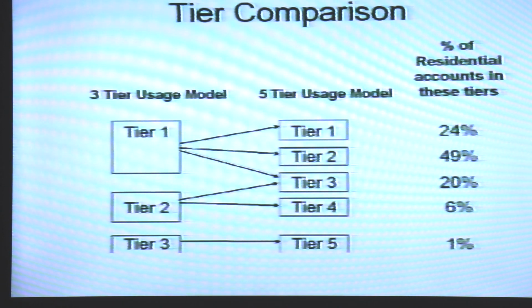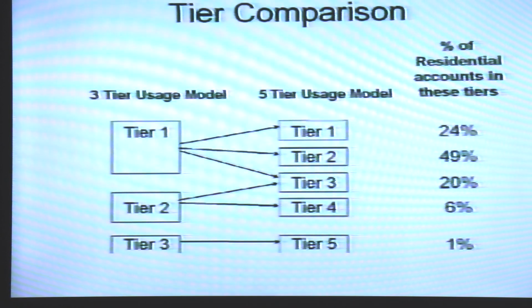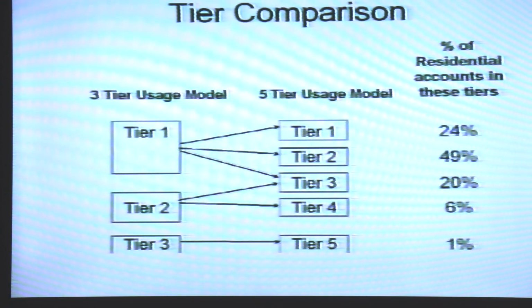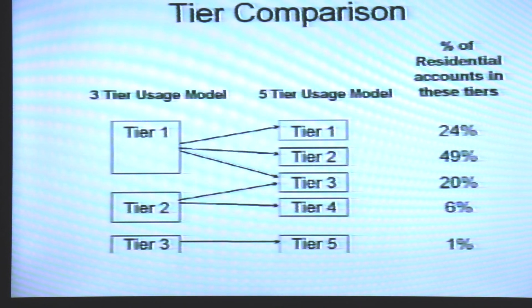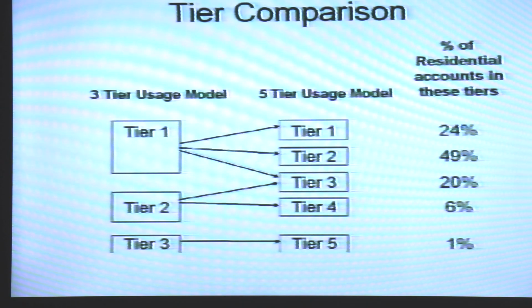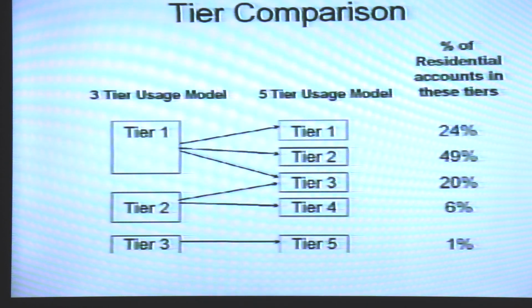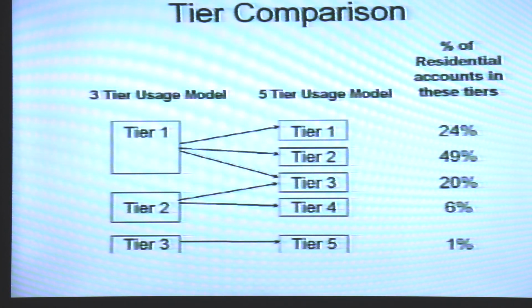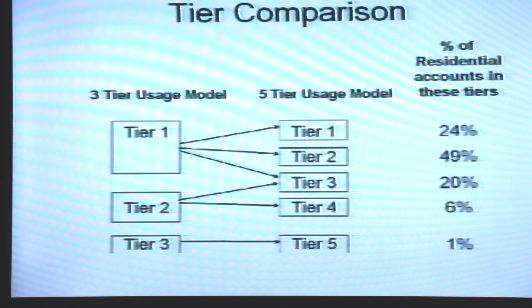This is a pictorial of the comparison between tiers. We have the 3-tier model on the left, the 5-tier model on the right, in the middle, and we have the percentage of residential accounts in these tiers. And you can see that Tier 1 splits into Tier 1, 2, and 3 of the 5-tier model, and Tier 2 splits into Tier 3 and 4 of the 5-tier model. And Tier 3 is a straight shot over to Tier 5. And the majority, you can see the majority, almost 70%, or actually 70% of the customers are in the first 2 tiers in a 5-tier model.